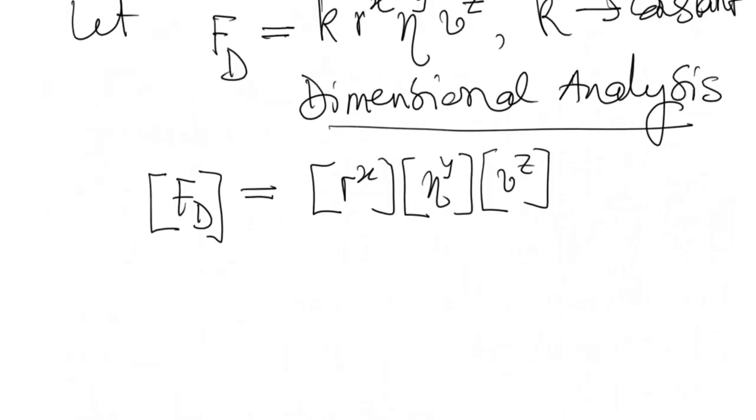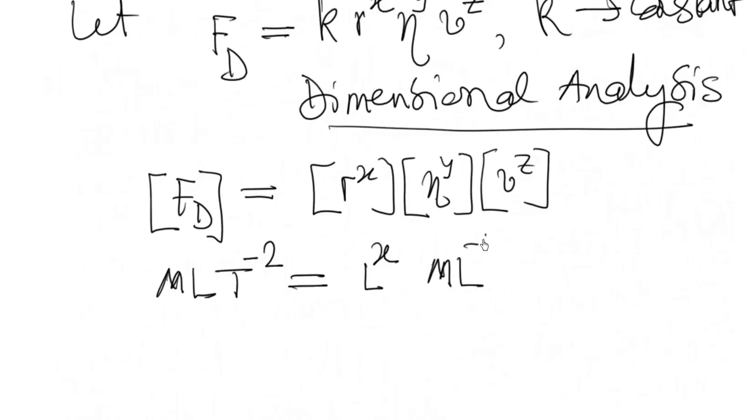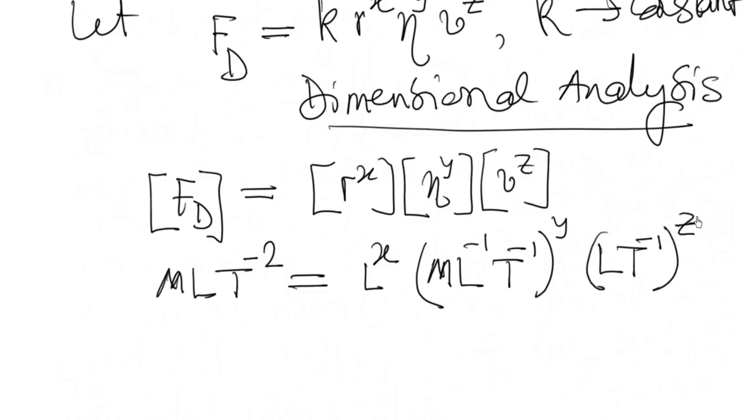Now we know that the dimension of force is m l t to the power minus 2, where m is the mass, l is the length, and t is time, and this r is l to the power x, and we know the unit of eta is m l to the power minus 1 and t to the power minus 1, to the power y, and velocity is l t to the power minus 1.